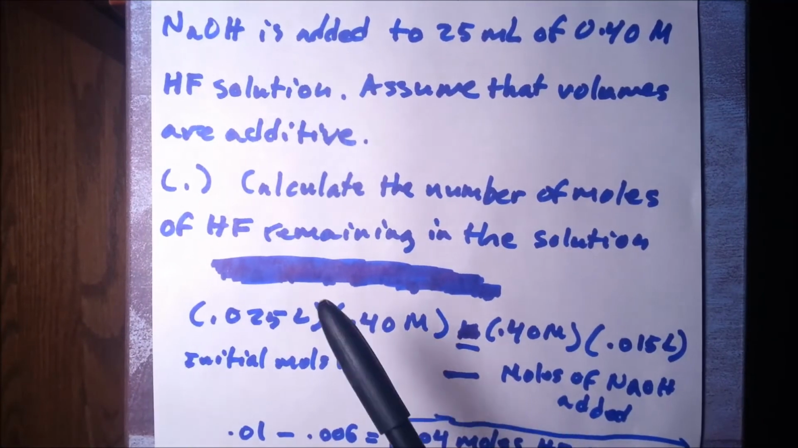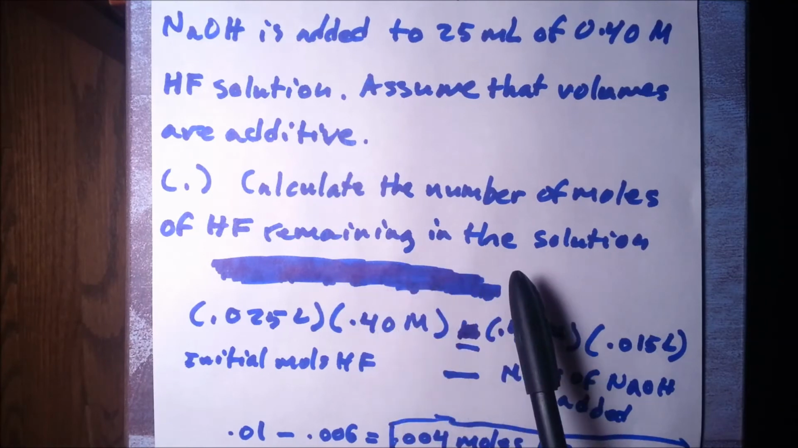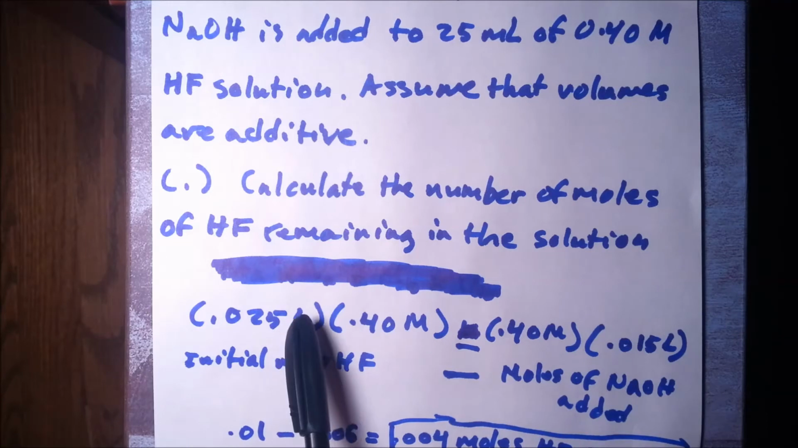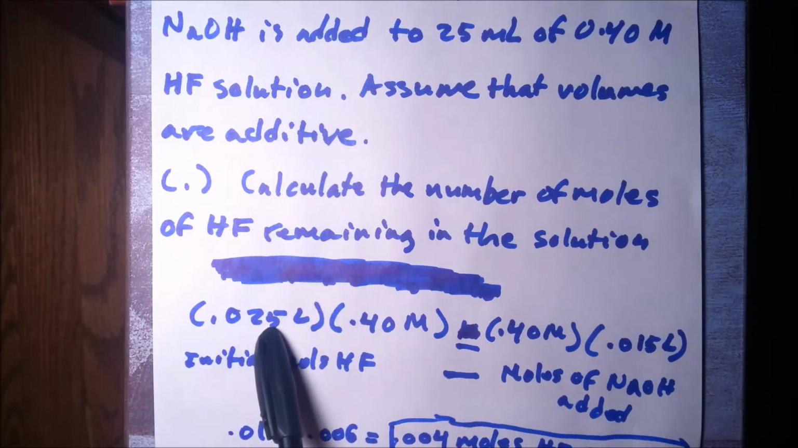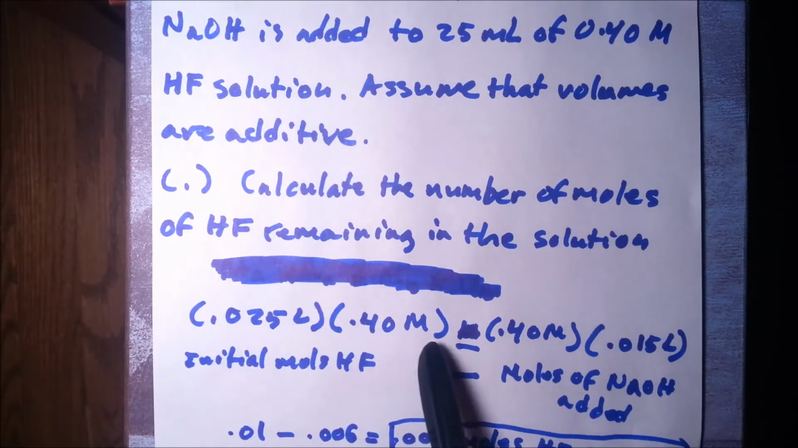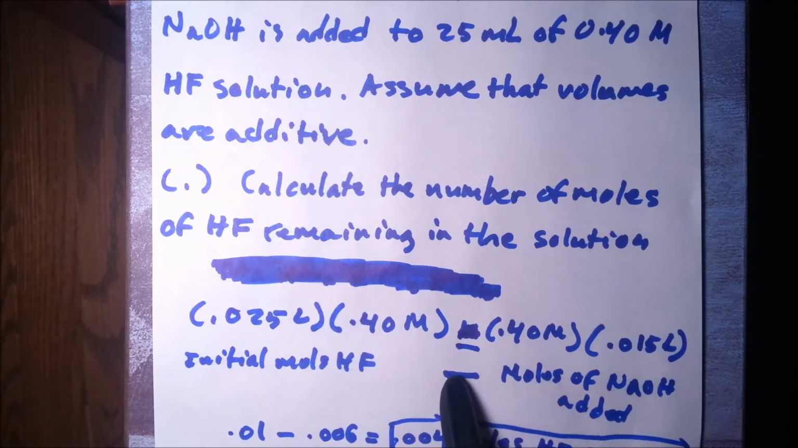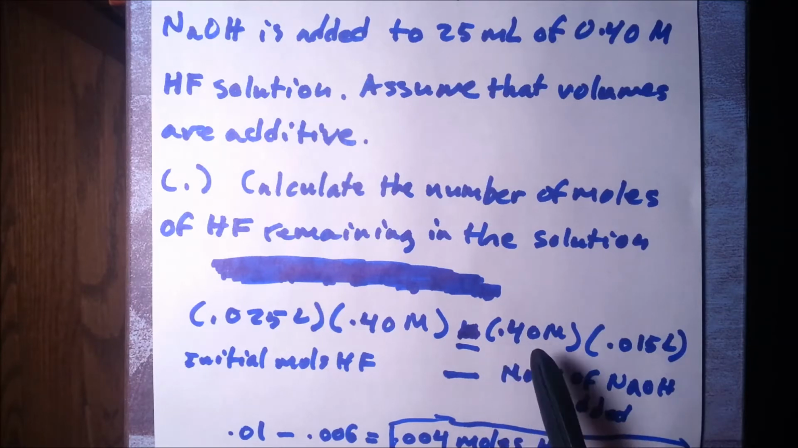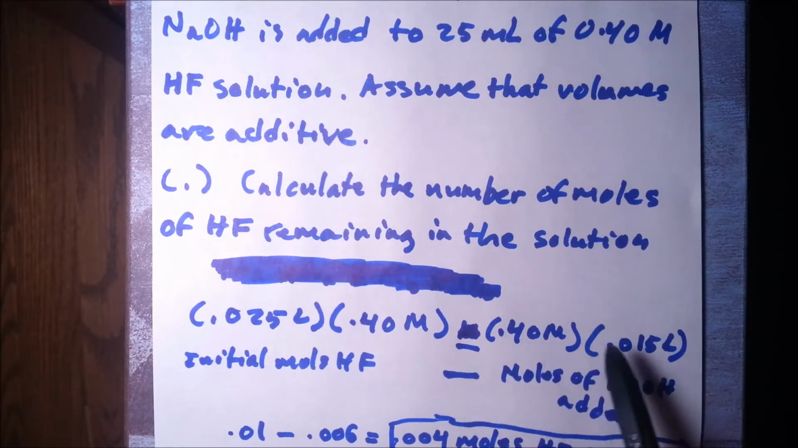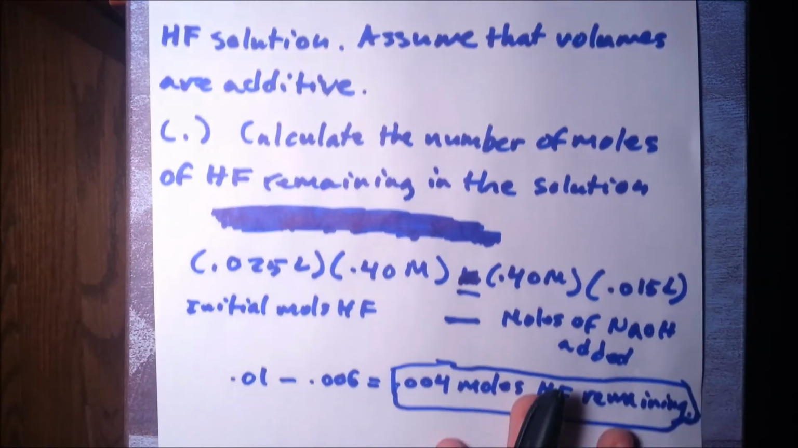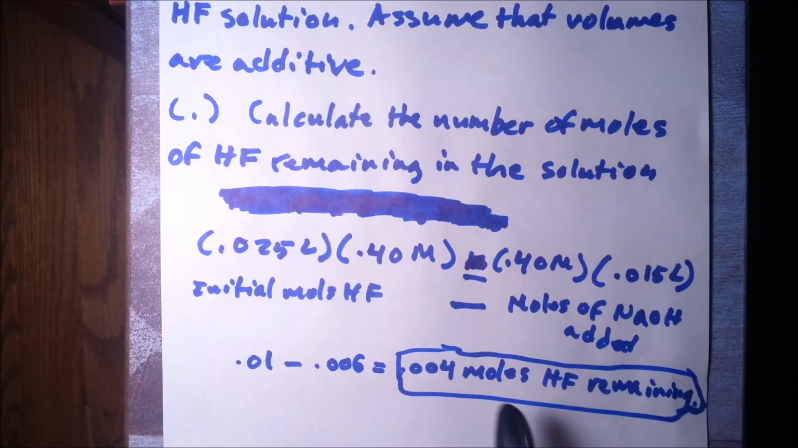So, to calculate the number of moles of HF remaining in the solution, we calculate the initial moles of HF from the initial equation. So we multiply the 0.25 liters times 0.4 molar concentration to get the number of moles, and then subtract from that the number of moles of NaOH added, which we find by the same method, multiplying 0.4 by 0.015 liters. We are given 0.01 minus 0.06, so you end up with 0.04 moles of HF remaining.